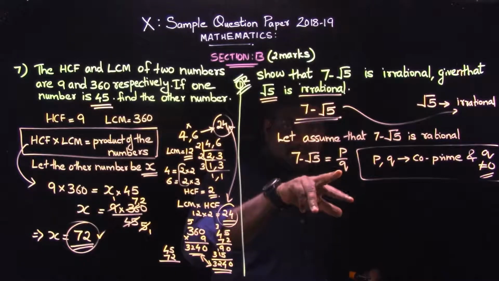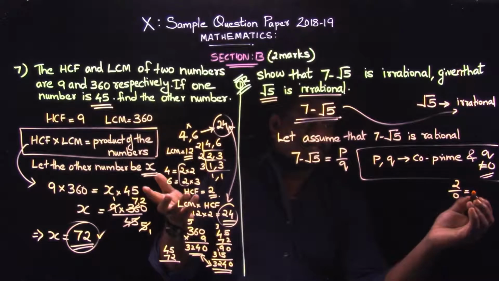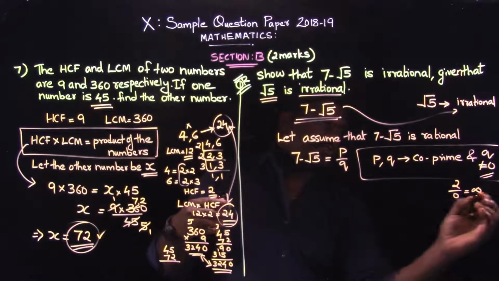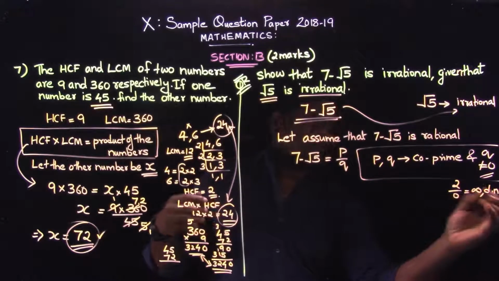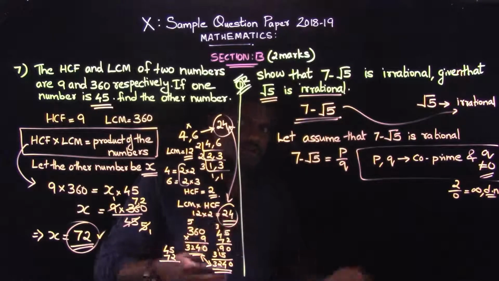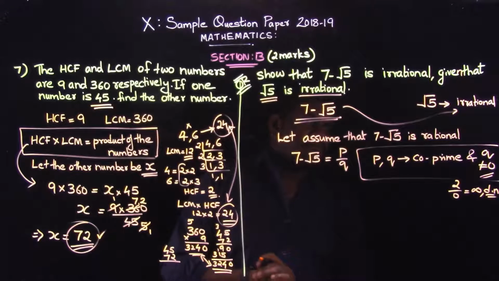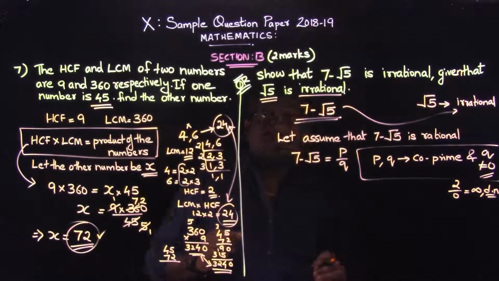If it is equal to 0, any number like 2 by 0, I don't know. If someone tells you that it's infinity, or mostly it is not defined. Not defined. Fine. So I cannot define it. I cannot say 2 divided by 0 gives some value. Fine. Now come back to the same question.